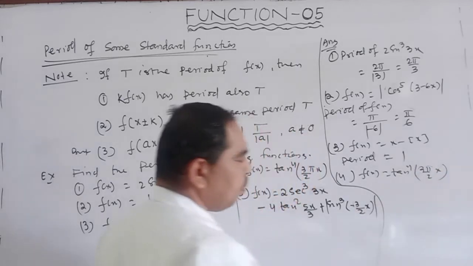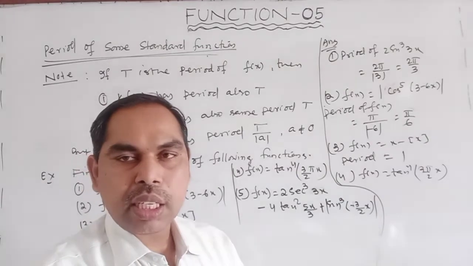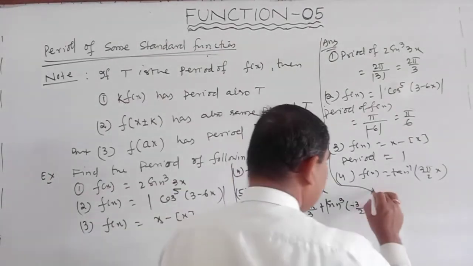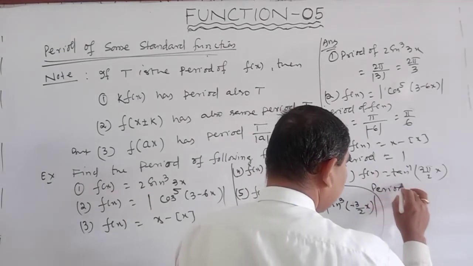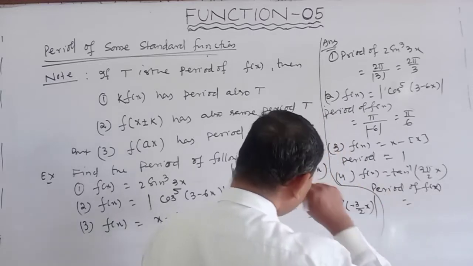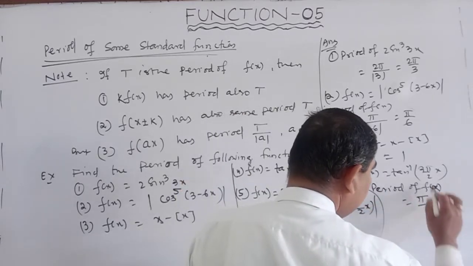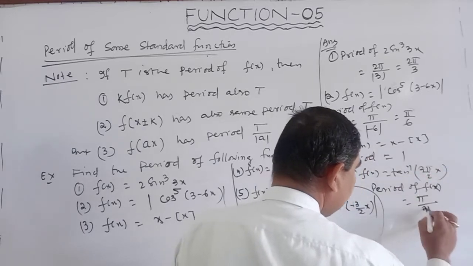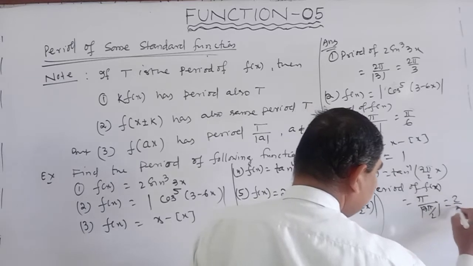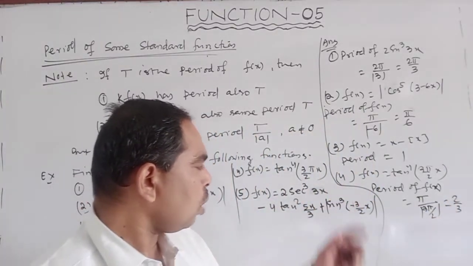Here tan to the power 4, whether the power of tan is even or odd, it is pi by the coefficient of x, mod. So period of f(x) is equal to, use the given table, pi divided by coefficient of x, 3 pi by 2, mod. So this is pi, cancel, 2 by 3. 2 by 3 is the period of the fourth function.